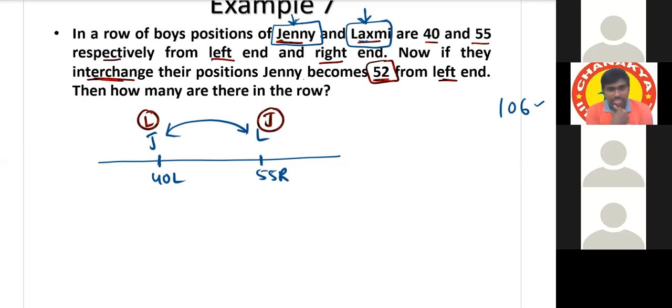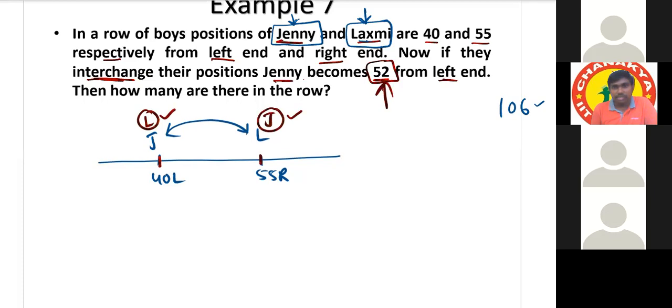Let me ask again. Jenny is 40 from left hand initially, and Lakshmi is 55 from right hand. After they exchange positions, what is the position of Lakshmi from left hand? It'll be 40. What is the position of Jenny from right hand? 55, from right hand. Yes, because the new person here is Jenny, not Lakshmi. And one more piece of information is given here.